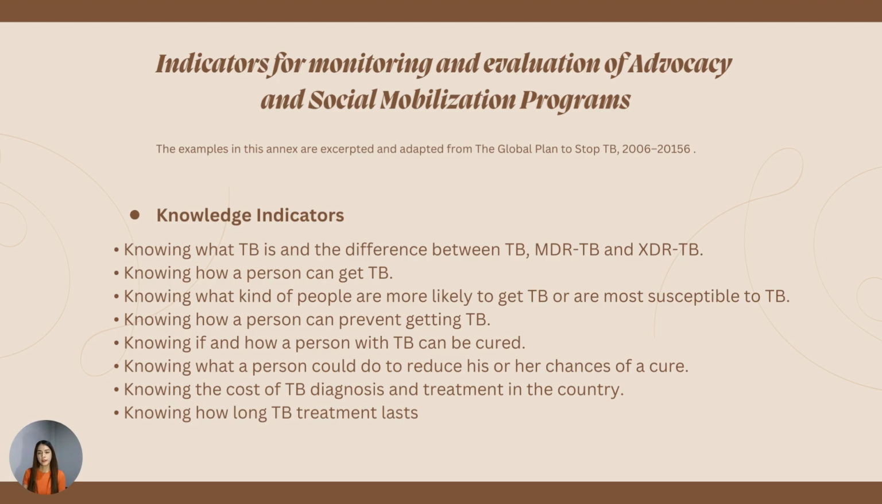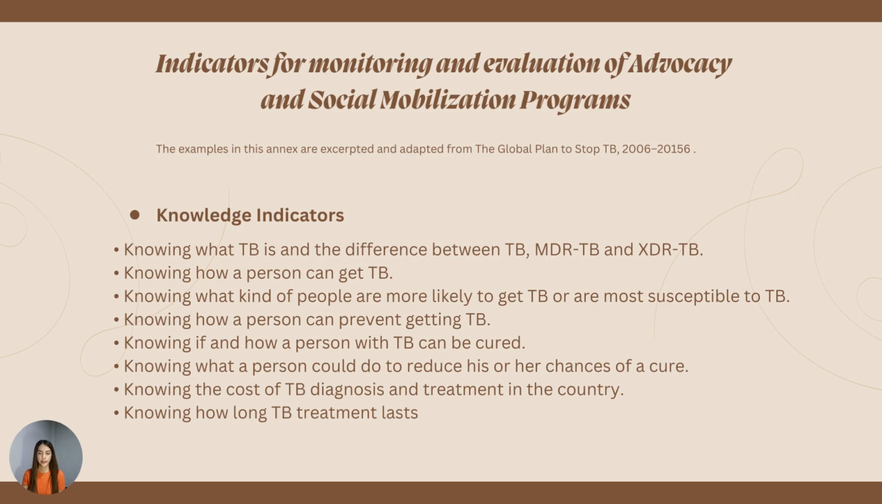The number one indicator is the knowledge, based on knowledge. So it is called knowledge indicators. It is knowing what TB is and the difference between TB, MDR TB, and XDR TB.